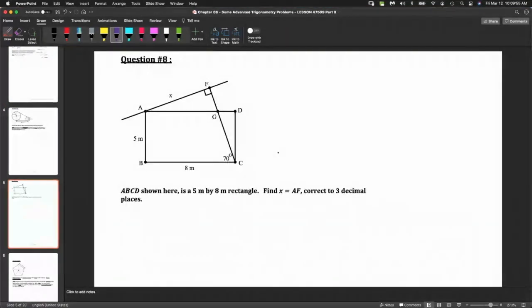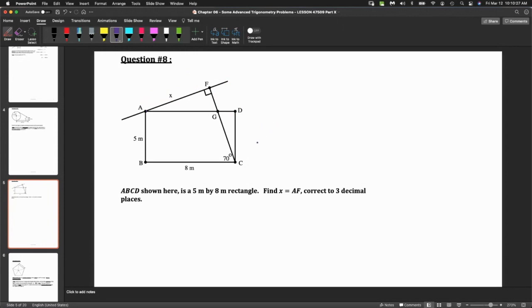So we have this configuration. It looks a little bit intimidating possibly, but look at that. There's a rectangle right there. And then we have this L or T shape that is touching the point A here, and is also interacting with C. The question ultimately is to find the value of the length x here. Now x is from here to here, so x is AF. So how are we going to do that?